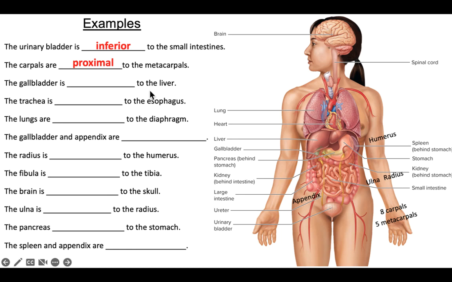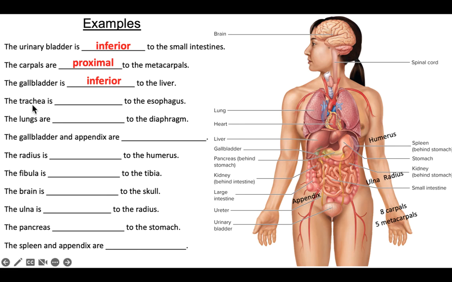All right, next one, gallbladder and liver. I kind of mentioned it previously. The gallbladder is inferior to your liver. So here's the liver. Your liver actually has 4 lobes. You can kind of see 2 of them here. This would be the right lobe. It's on the right side. So the gallbladder is just beneath that right lobe of the liver.